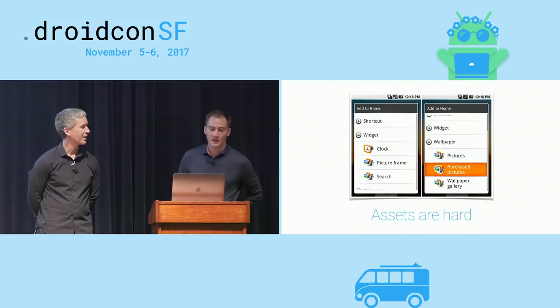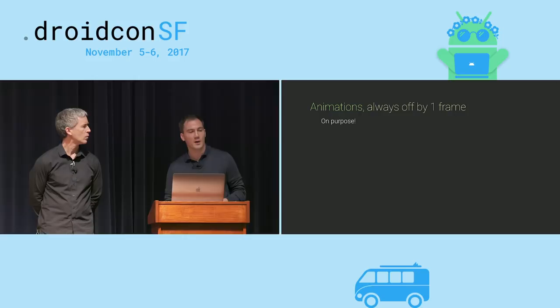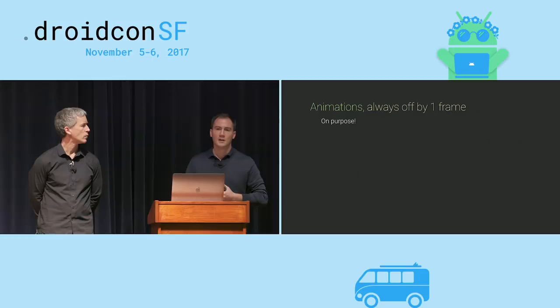Some other interesting tidbits about those first versions. The old animation system, the android.view.animation, was always off by one frame. That was a little weird, and the code inside is still a little odd and difficult to maintain. That was done on purpose.